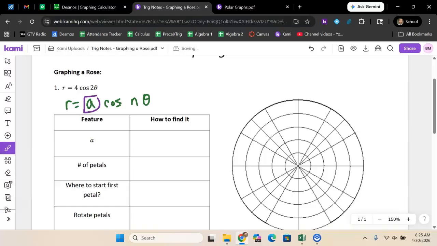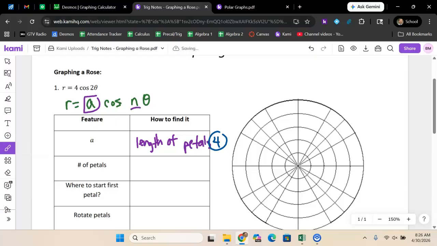A will determine the length of the petals, or if you want to call them leaves, that's fine as well. The length of the petals. The number of petals is determined by N. So I guess I should go through and say what these things are. In this problem, A is 4. So we know that there's going to be a length of 4. The number of petals is determined by N.